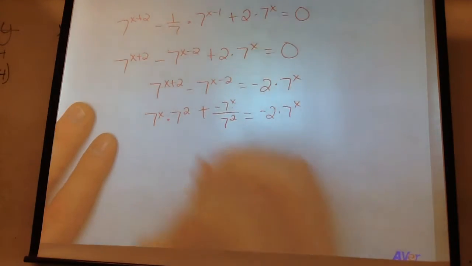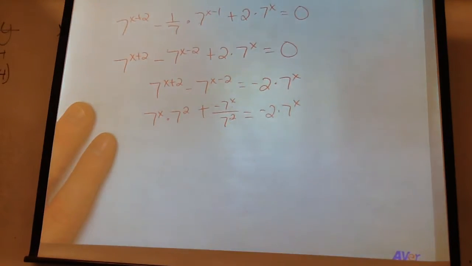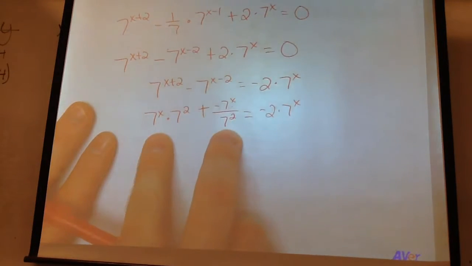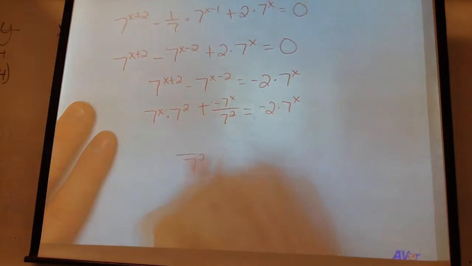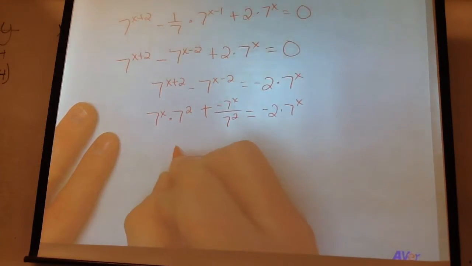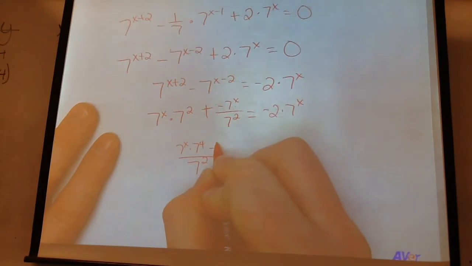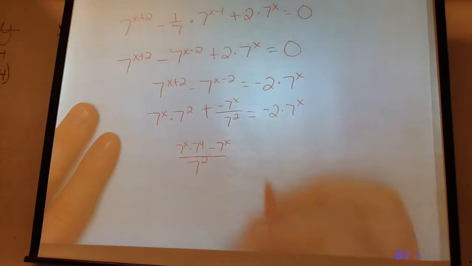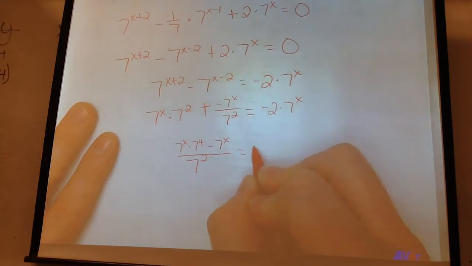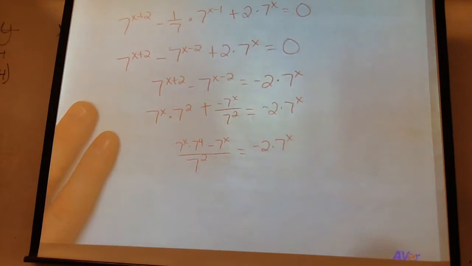Okay, but how does that help, you ask? Well, now we can get a common denominator, and we can add these together. The common denominator would be 7 squared. And if I multiply that one by 7 squared, I get 7 to the x times 7 to the 4th minus 7 to the x equals negative 2 times 7 to the x.